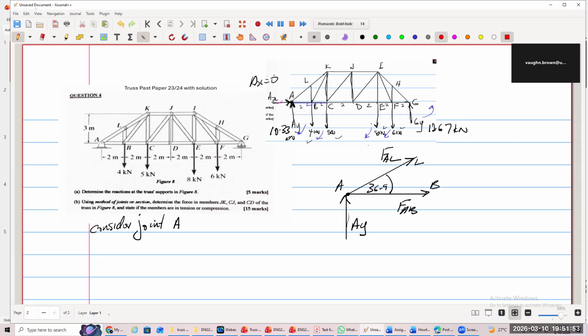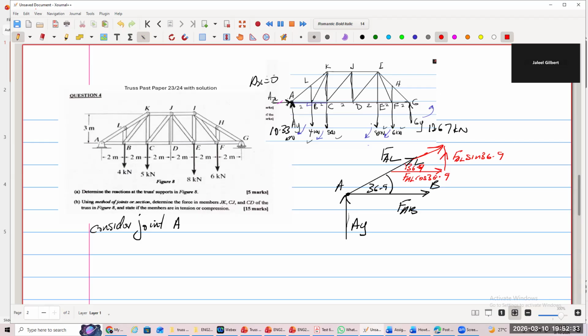I also know that AL, this one here, has two components. It has one in the X and one in the Y. Right? And this angle is still 36.9. So therefore it has two components. FAL cos 36.9. What did I say? 36.9. All right. And this one is FAL sine 36.9. So it has two components. From that, now I've established that.